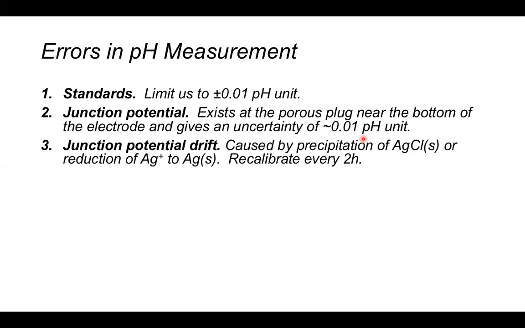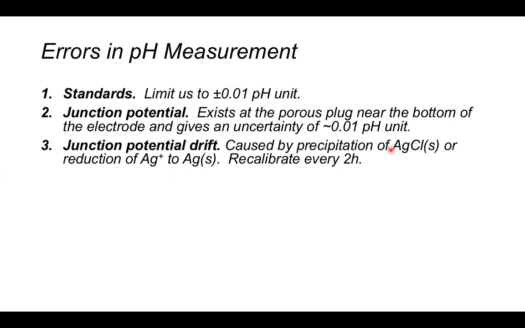Then again, related to this junction potential, we have a drift, which is caused by the precipitation of silver chloride or the reduction of silver plus to silver. And so we need to recalibrate every two hours. Within our pH meter, of course, we have the silver ions, and we also have the silver chloride solid. This can change in concentration. We can get precipitation, and so the actual physical state of our pH meter does change over time.